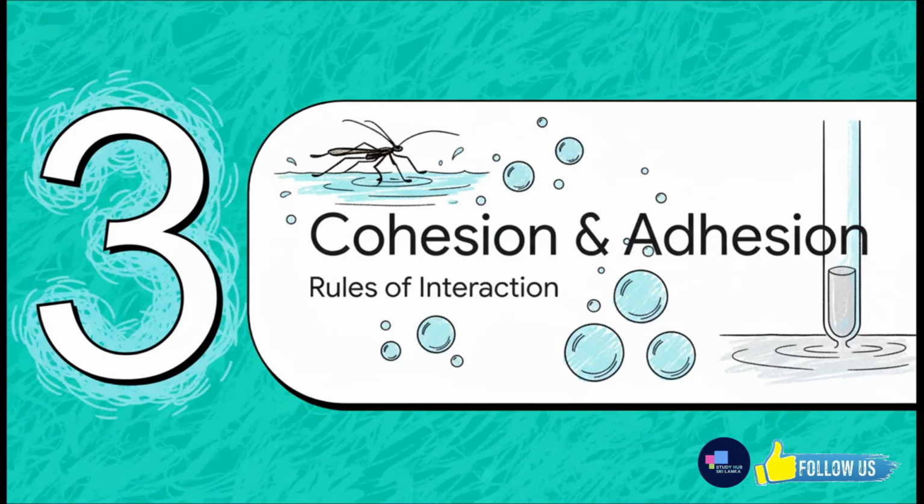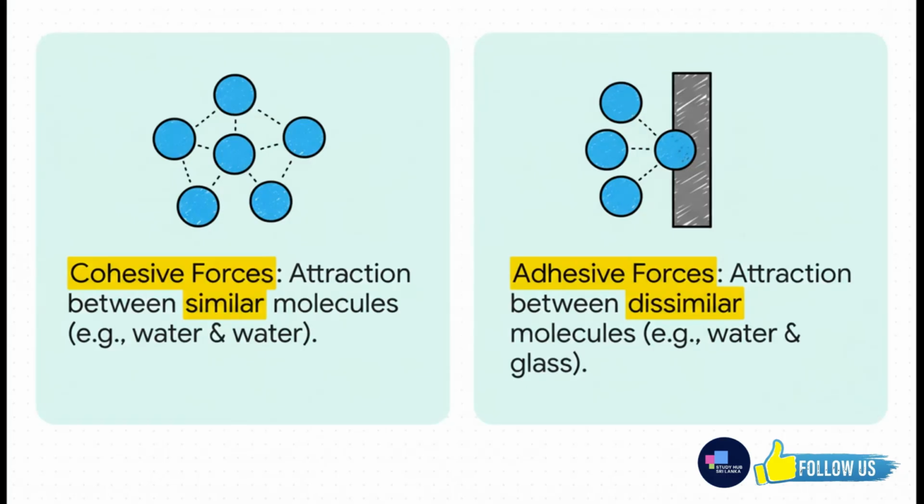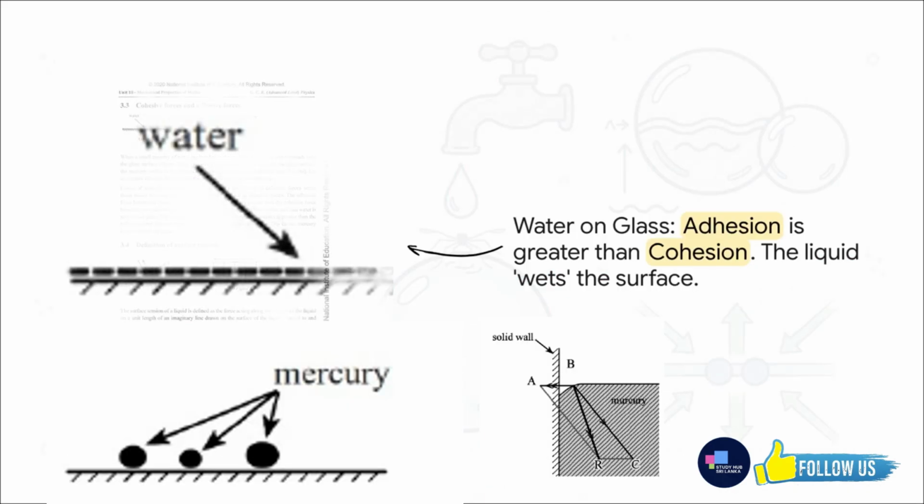Now, this tension is all about intermolecular forces, and there are two main types you really need to get your head around: cohesion and adhesion. These two forces basically decide how a liquid is going to behave when it comes into contact with a solid surface. It's pretty simple when you break it down. Cohesive forces are the attraction between molecules that are the same. Think of it as water molecules sticking to other water molecules. Adhesive forces, on the other hand, are the attraction between molecules that are different, like water molecules sticking to the side of a glass. So, let's see this in action.